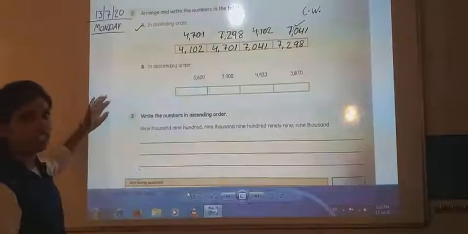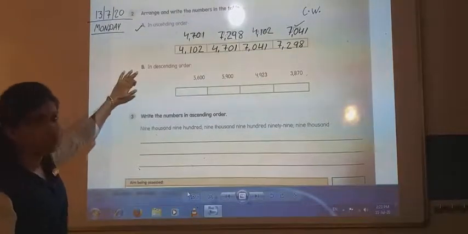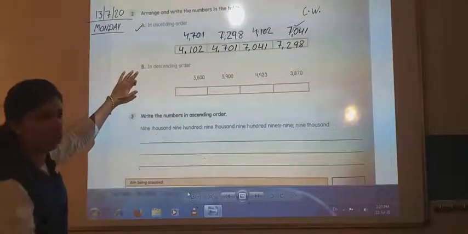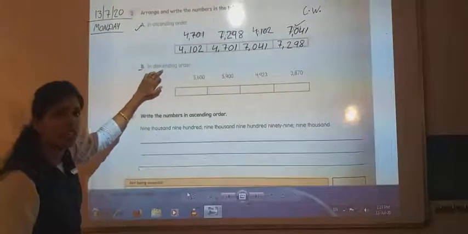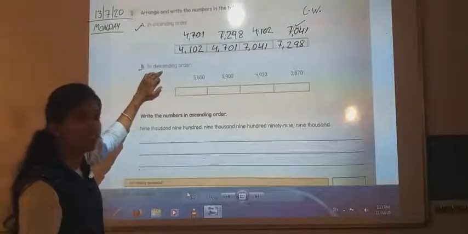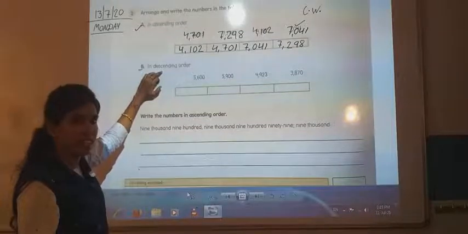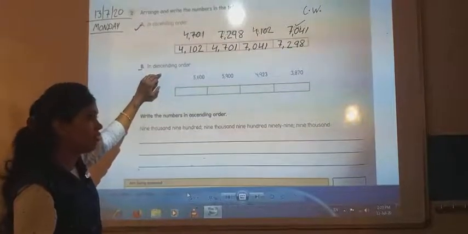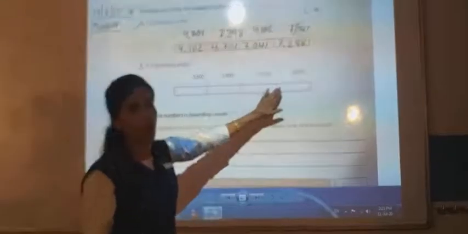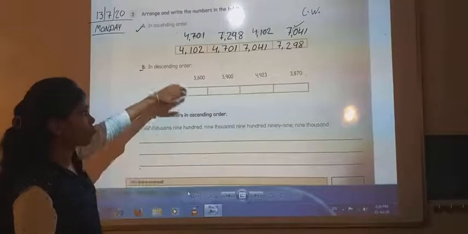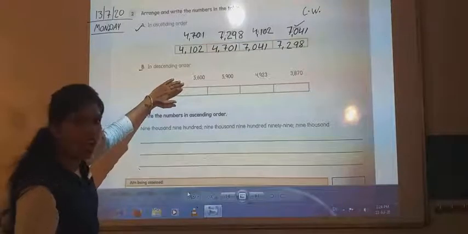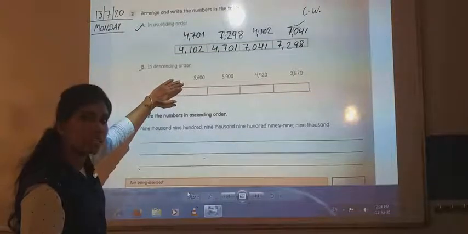Now we have question 2b, in descending order. Descending order means we always write the greatest number first, and we have to find which one is the greatest from all the numbers. Okay students, so let's start. We will start from the largest place.